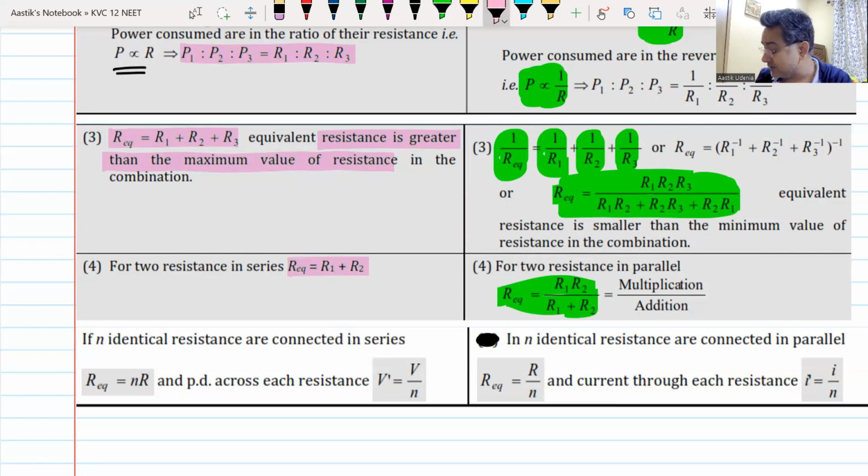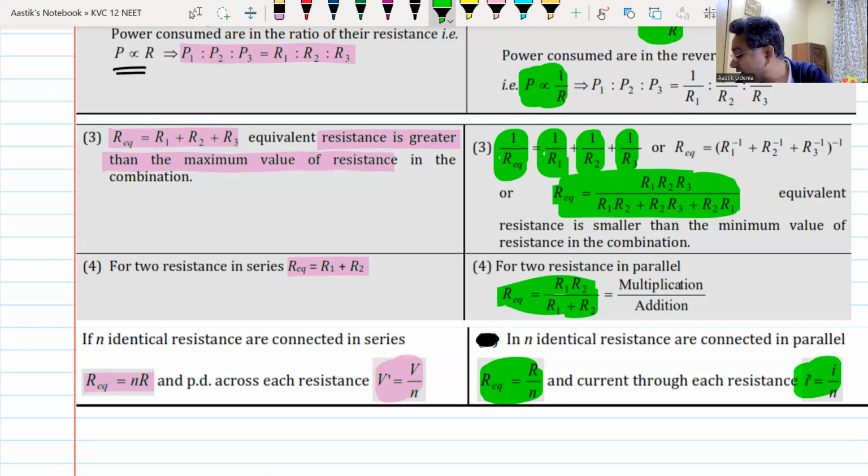If we have n equal resistances in series, the equivalent is nR, and the voltage across each of them will be V by n. If we have n equal resistances in parallel, the equivalent resistance will be R by n, and the current across each of them will be the total current divided by n. Do we understand this? Note it down in your notebooks.